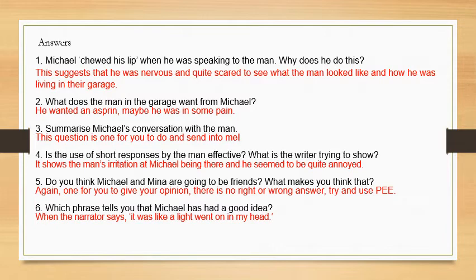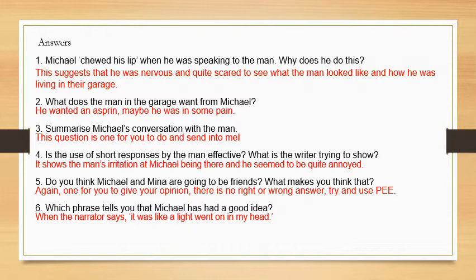Right, so here are our answers. Michael chewed his lip when he was speaking to the man. Why does he do this? This suggests that he was nervous and quite scared to see what the man looked like and how he was living in the garage. Number 2, what does the man in the garage want from Michael? He wanted an aspirin. Maybe he was in some pain or he was feeling unwell.